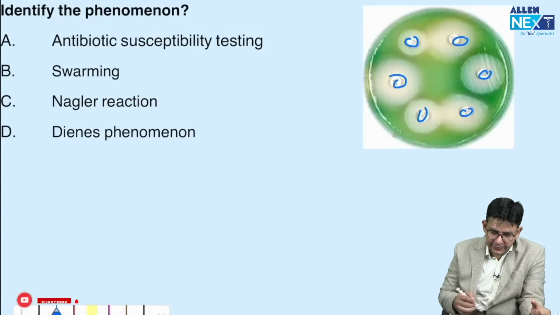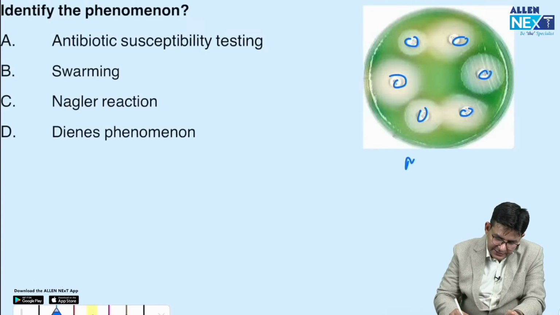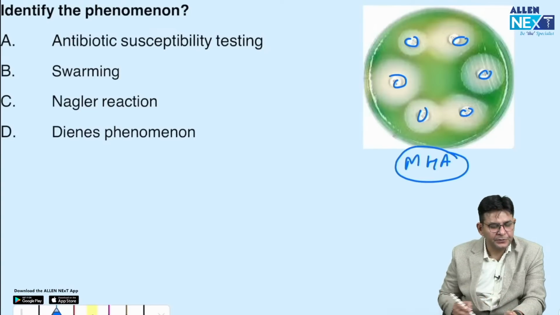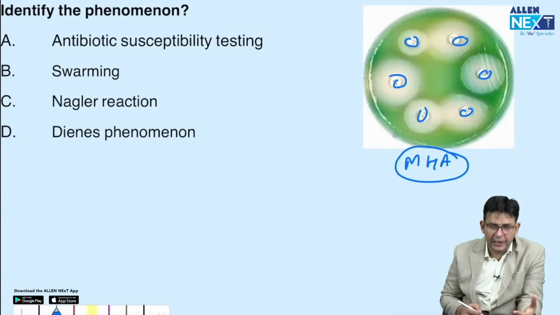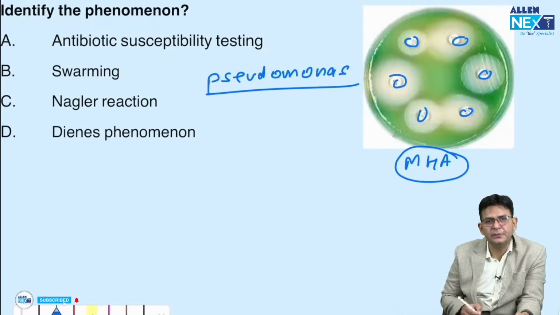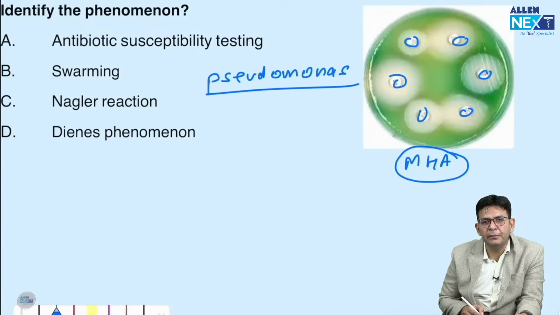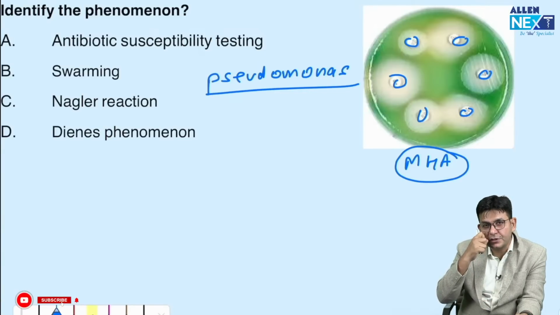Okay. So this particular antibiotic testing is being done for Pseudomonas, which has turned this MHA plate green because of the pigment pyoverdin. And now if we are talking about Pseudomonas, the first question which comes up is: what is the culture media? The culture media is cetrimide agar. Which important condition is associated? Important is malignant otitis externa. Common in whom? In diabetics.